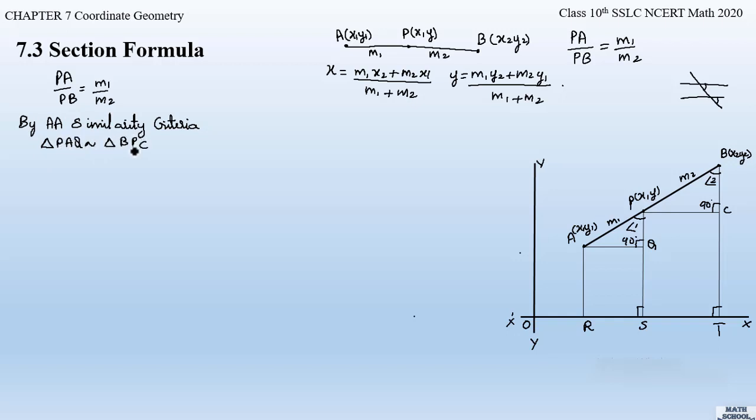If the two triangles are similar, then the corresponding sides will be proportional. Therefore, PA by BP, that is the first side, is equal to the second corresponding sides, that is AQ by PC, which is equal to the third corresponding sides, that is PQ by BC.